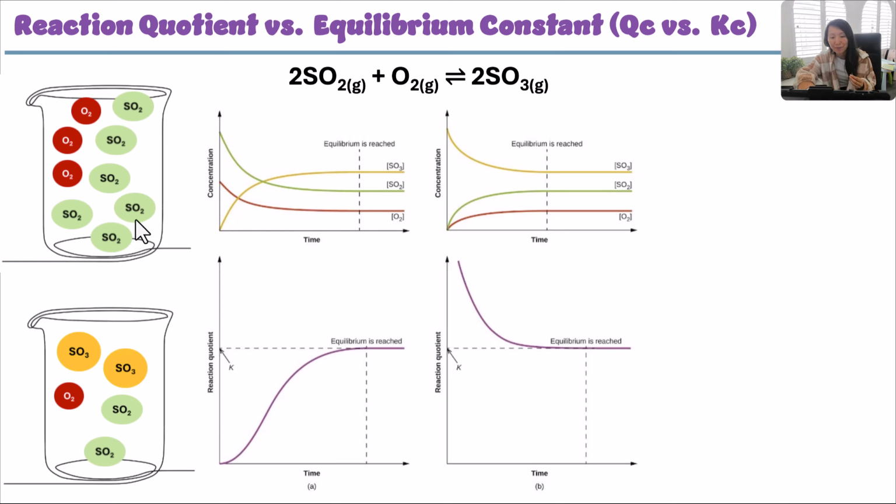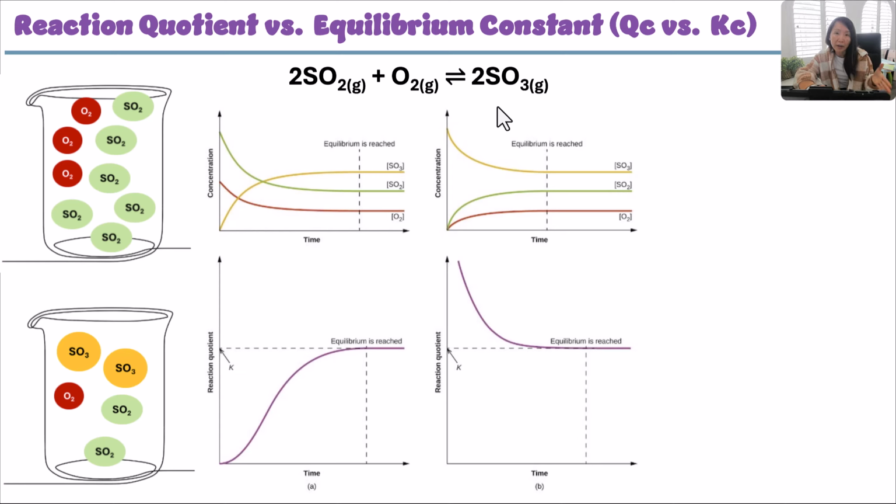and oxygen. Now, there is a point in time at which the sulfur trioxide, or the product, and the reactant do not change in terms of concentration. It's as if the reaction has completely stopped. It didn't stop. In fact, the reactant is being made into a product. At the same time, the product is going back into the reactant. It's going in opposite direction. There's this dynamic equilibrium going on. So it has reached a point called equilibrium.